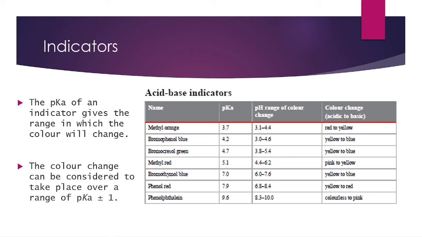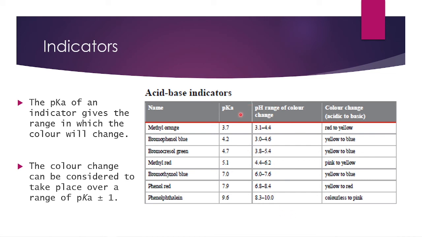So in something like methyl orange, the pKa is about 3.7. They typically say a range of plus or minus 1 on either side. The book has a little bit of differences from that. So for methyl orange, the range is minus 0.6 plus 0.7. So it's in the ballpark.